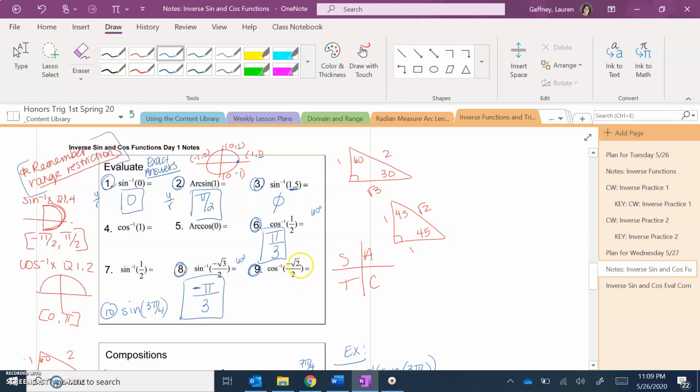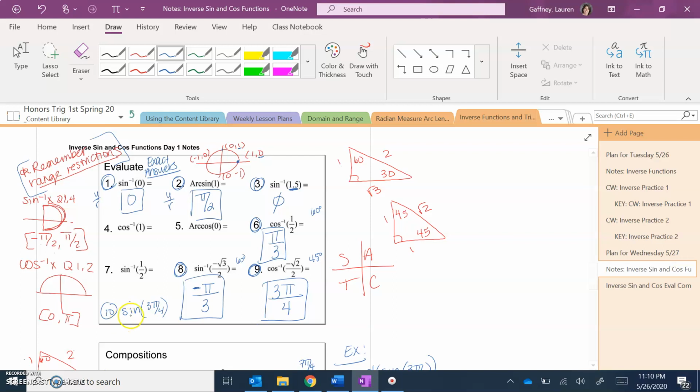Okay? Let's try another one. Cosine inverse of negative root 2 over 2. So that's from our 45-45-90. So it's some form of pi over 4. Now, since it's negative, that means we want the quadrant 2 answer, which would be 3 pi over 4. You really have to pay attention to your restrictions.